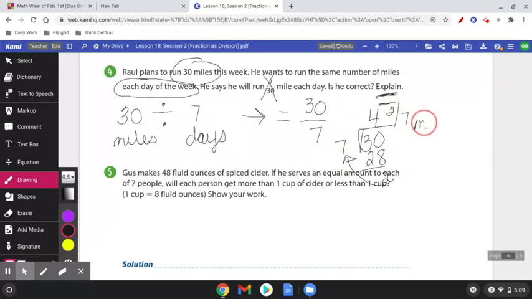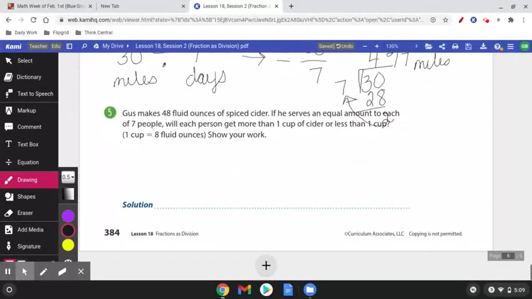So his answer really isn't reasonable either, because 7/30 isn't even a whole or even close to a whole. So when it says explain, make sure you don't just say no because the answer is 4 2/7. Say something like Raul divided 7 divided by 30 instead of the miles divided by their days. So the answer should be much more, 4 2/7 miles. And the last one here.